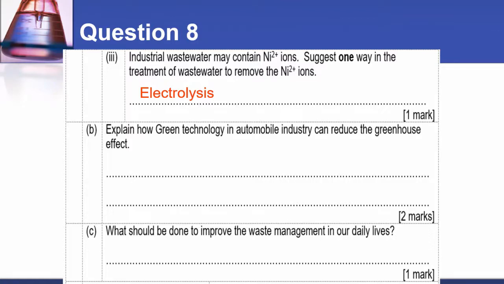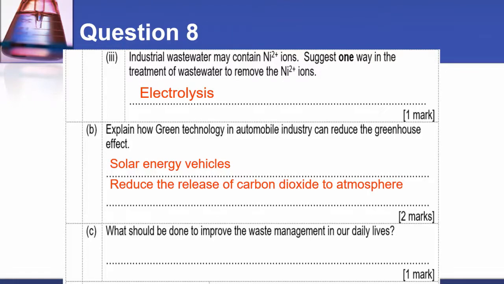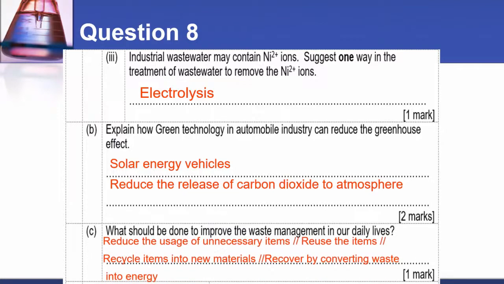8B. Explain how green technology in the automobile industry can reduce the greenhouse effect. So we want to reduce the emission of greenhouse gases. Okay, so you can choose to use solar energy vehicles to reduce the release of carbon dioxide to the atmosphere. Carbon dioxide will cause the greenhouse effect. 8C. What should be done to improve waste management in our daily life? So we can practice 3R, which is reducing the usage of unnecessary items, reusing the items, recycling the items into new materials, or you can recover by converting the waste into energy.